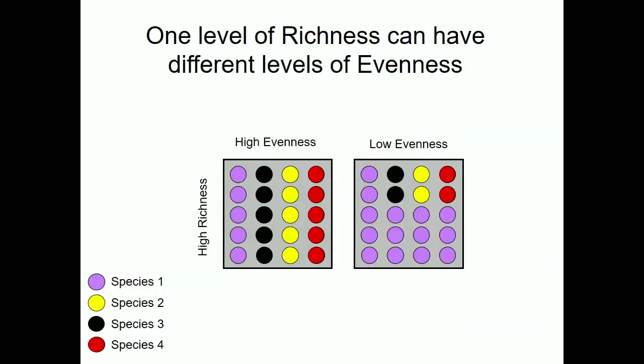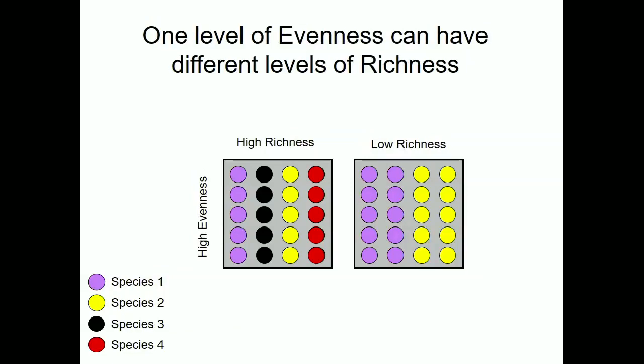So this means that for one level of richness, you can actually have several levels of evenness. So as you can see here, we have 4 species and 4 species, the same level of richness, but the relative distribution is even here and uneven here. So you get different levels of evenness for one level of richness. And the same is then true for evenness.